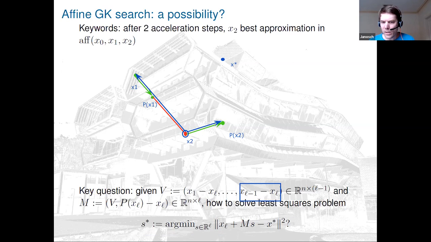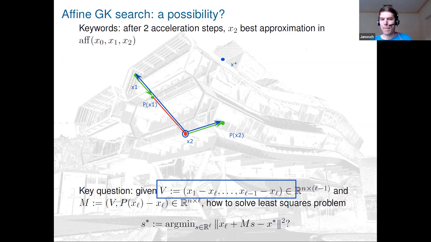So basically the space spanned by the previous iterates, these vectors, that then span the space. So this affine basis goes into V. And then M holds one more vector, which is then my new step. That is this one, right? So I have the past in V, and I have the future added to the past in M.